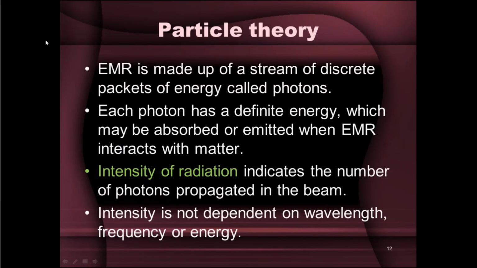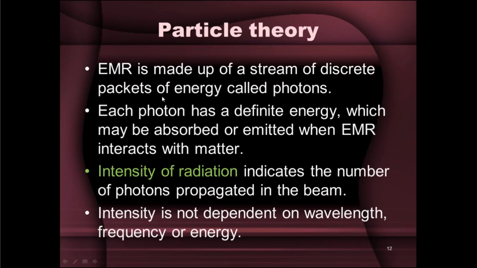So that finishes the first theory, the wave theory, the classical theory. Now the second theory which we'll discuss is the particle theory. Electromagnetic radiation is made up of a stream of discrete packets of energy called photons. This is what particle theory states.